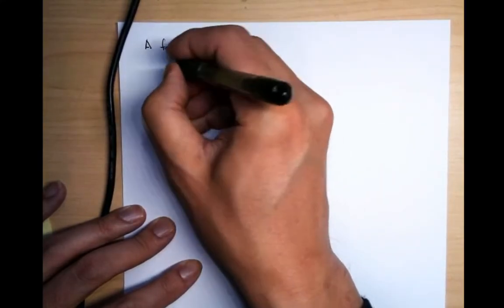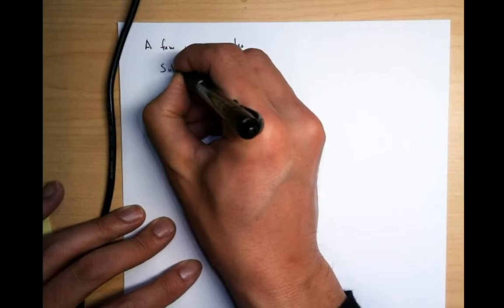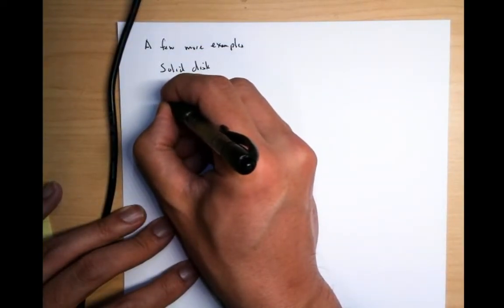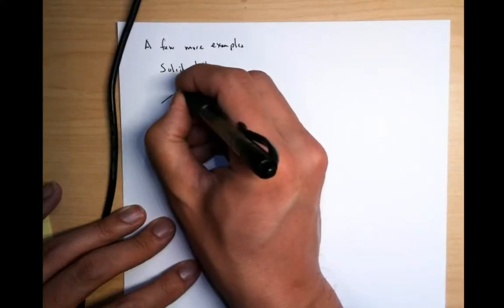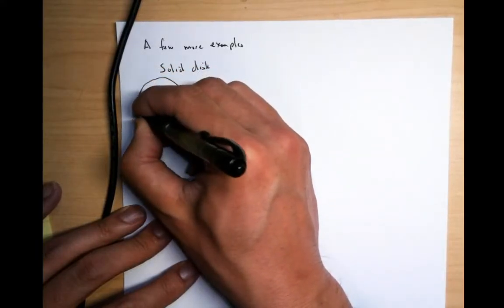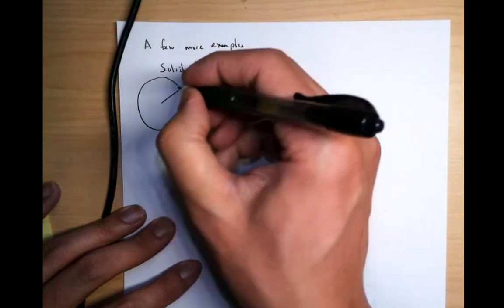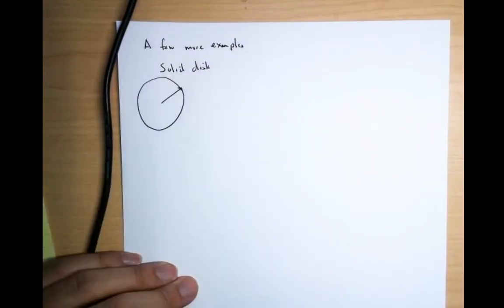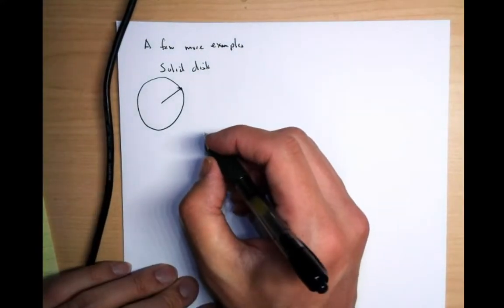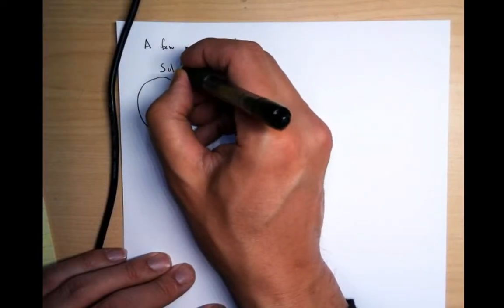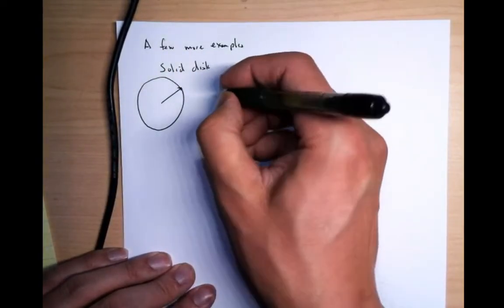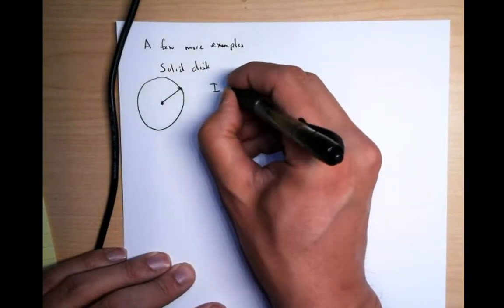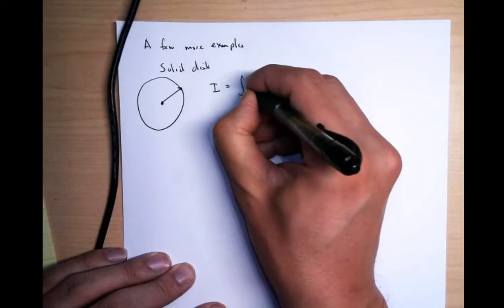Okay, so let's try a solid disk first. Let's imagine you have a disk. We'll do a solid disk first. I'm going to rotate around the center. I is equal to the integral of r squared dm.